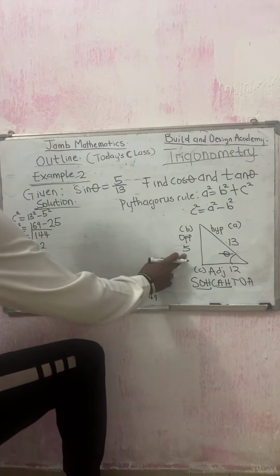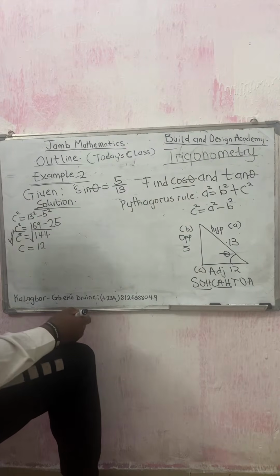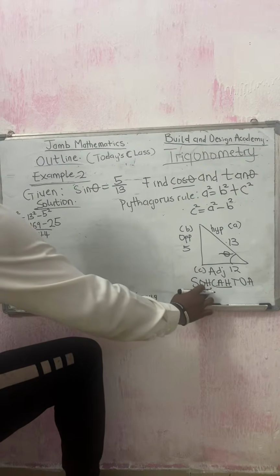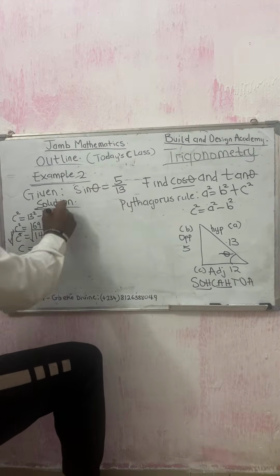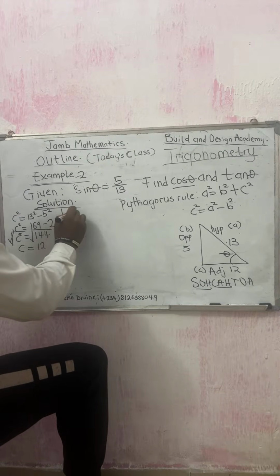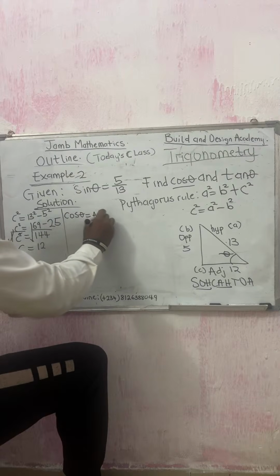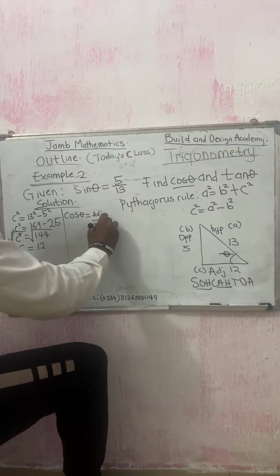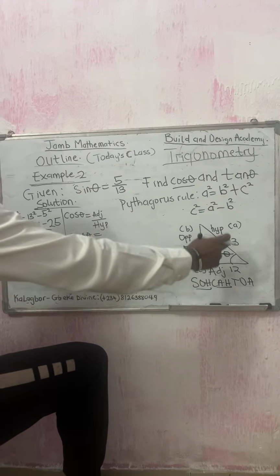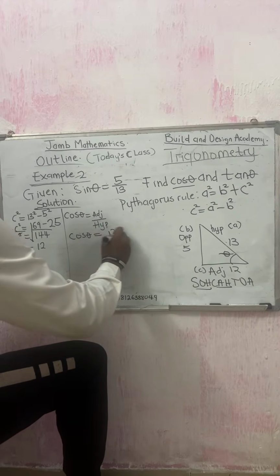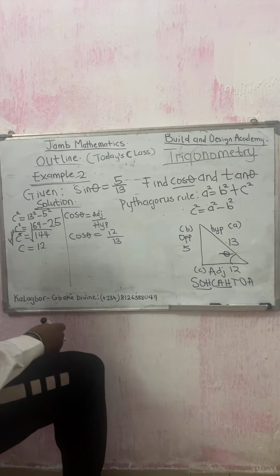Now we've gotten our adjacent, we can now look for what? Cos theta. Now, for cos theta, from this SOHCAHTOA, we know that cos theta is equals to adjacent over hypotenuse. So we now have what? Cos theta, which is what? Adjacent over hypotenuse. So we now have cos theta to be equals to, adjacent is what? 12 over hypotenuse is what? 13.